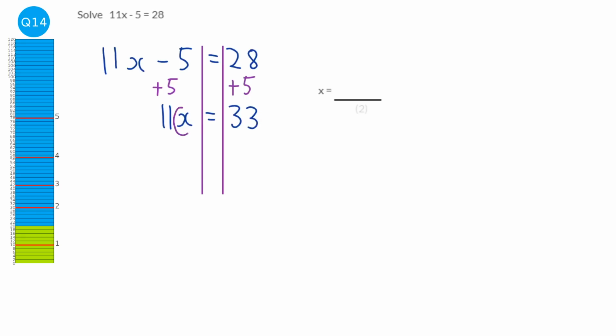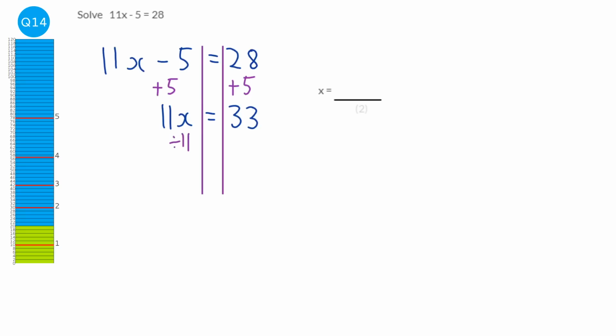Now we still don't have x on its own, we've got this 11 here. Now what is that 11 doing? Well, that 11 is a times 11, it's multiplying x by 11. So to get rid of it, we need to do the inverse of times 11, the opposite, which is divided by 11.